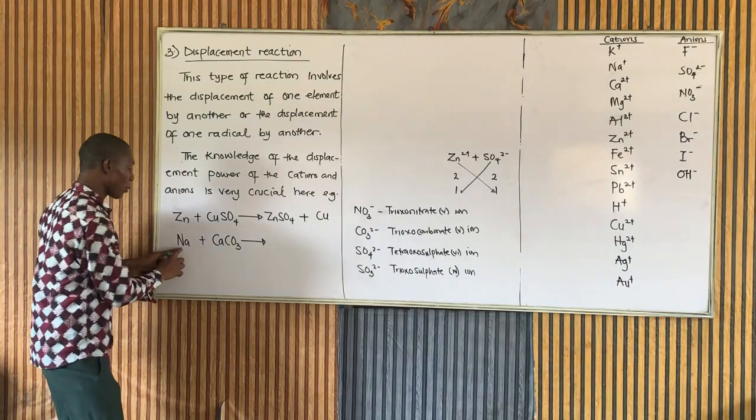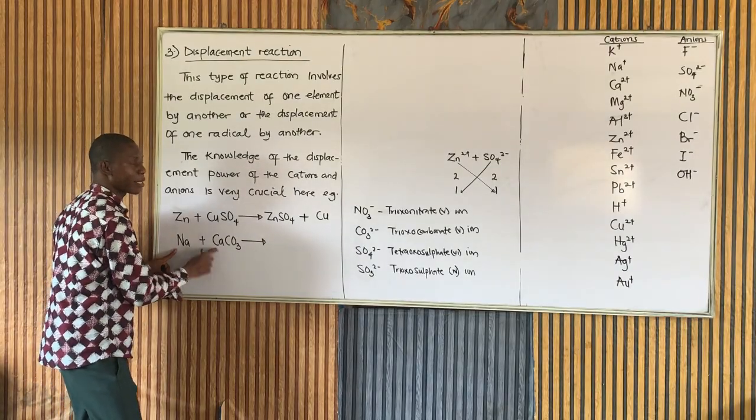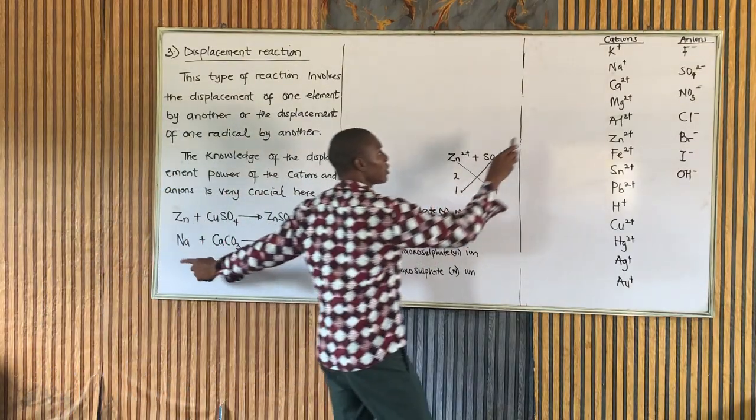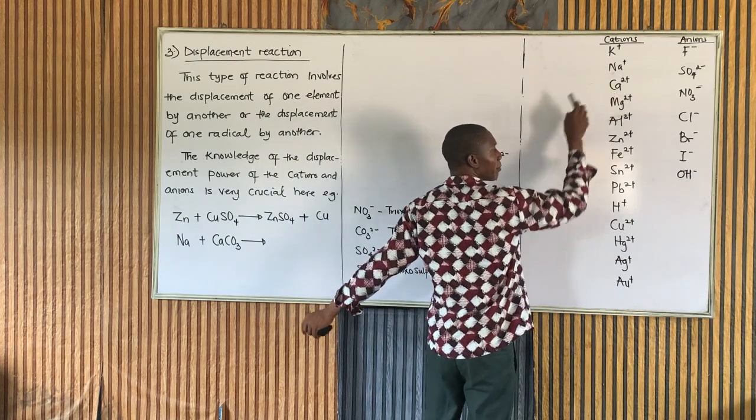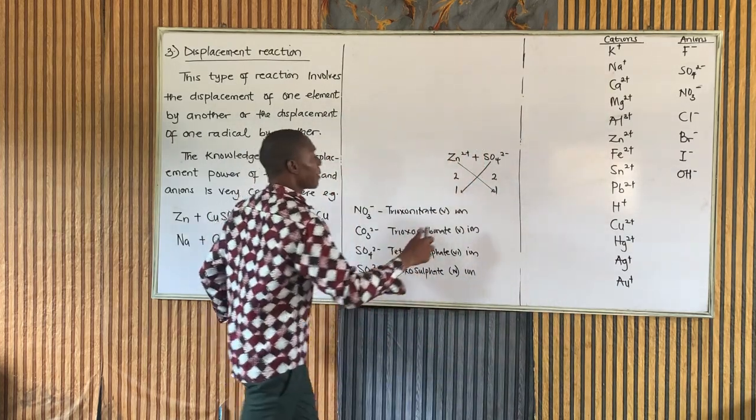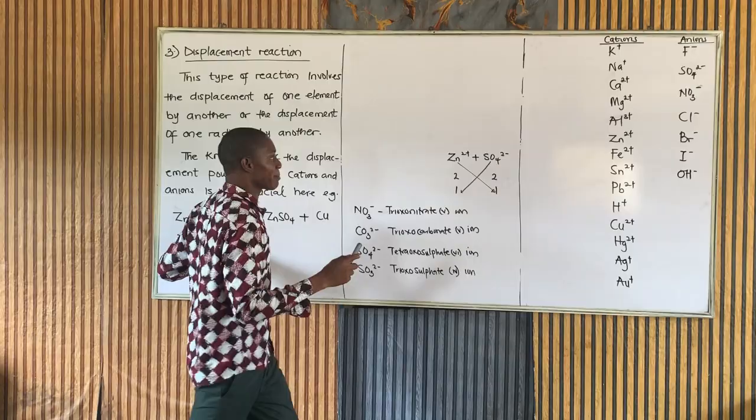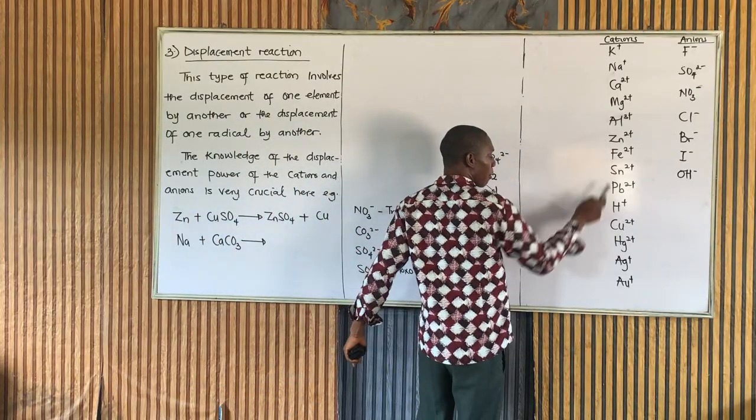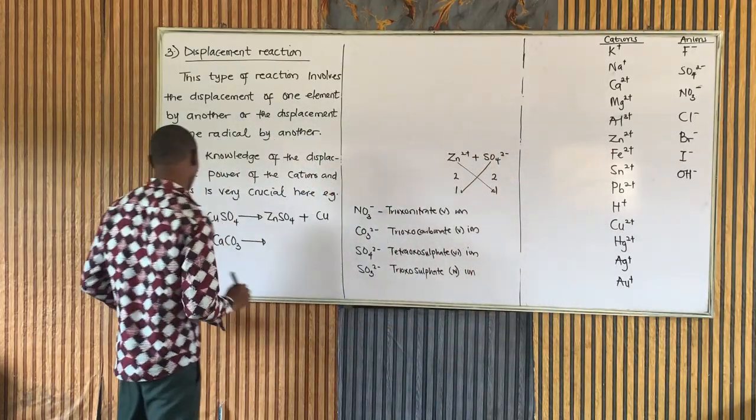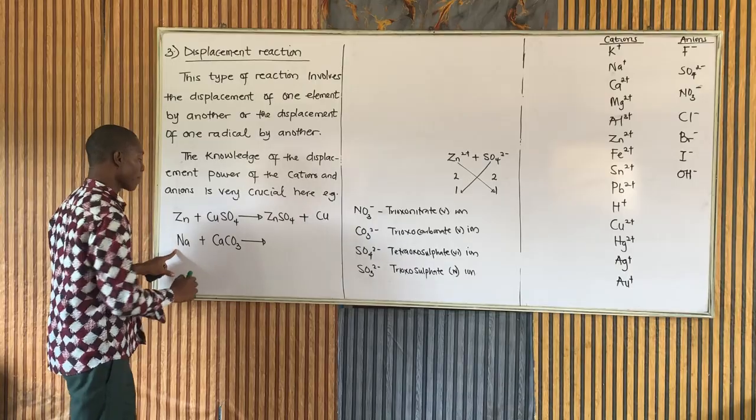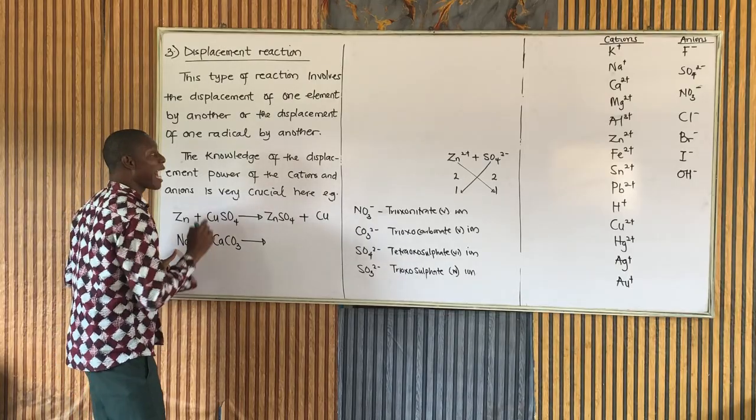Well, sodium comes to displace calcium. And why would that happen? That's because sodium is above calcium in the activity series. So the reason why zinc displaces copper here is because zinc is above copper in the activity series. The same way too, sodium will displace calcium here and marry the CO3. How will you write that?